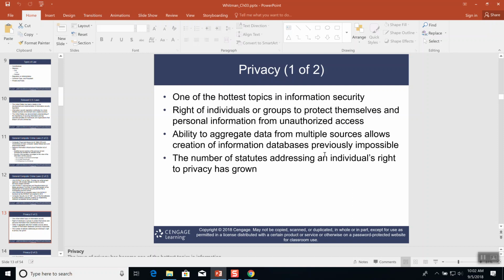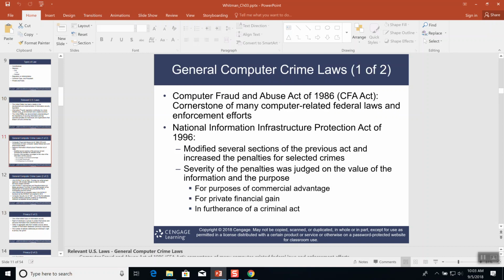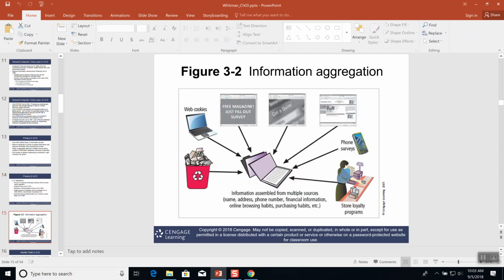So yeah, there are huge databases now containing all your information. A number of laws addressing your rights and privacy has grown. Oops, clicked the wrong one. U.S. regulations, there's some of those. I'm not going to sit there and read those. It won't mean anything. Patriot Act is probably the most important one. This talks about how you can gather information. Store loyalty programs, phone surveys. Look what else they've got there.